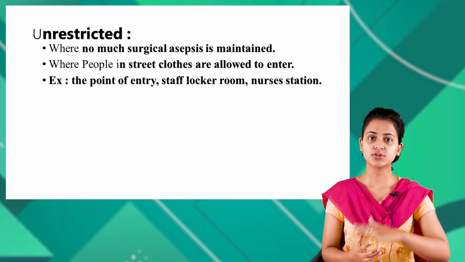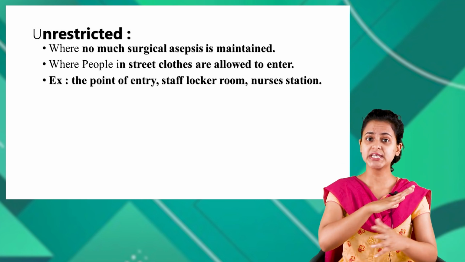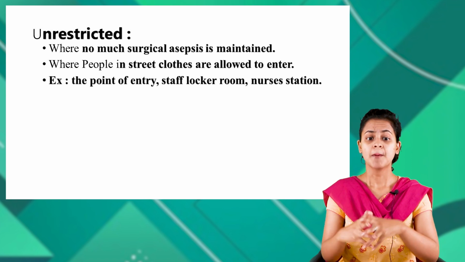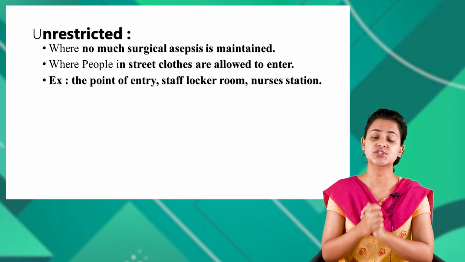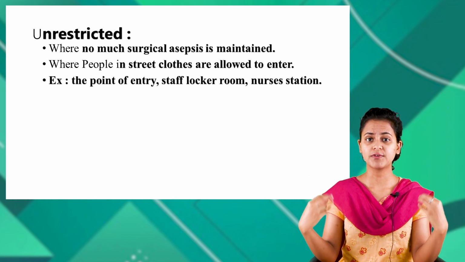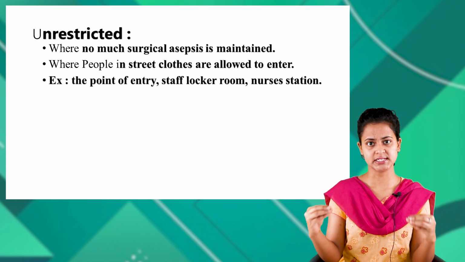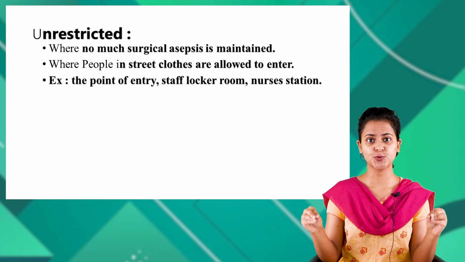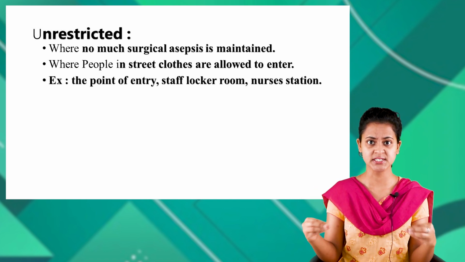Now we are going to read about what we mean by these three different areas. First, we should learn about the unrestricted area. You have to remember it is a place nearby the operation theater but where not much surgical asepsis or surgical sterility is maintained. So here people can even enter with their street clothes. To enter the unrestricted area, a person does not need to wear a surgical gown or follow any surgical asepsis technique.